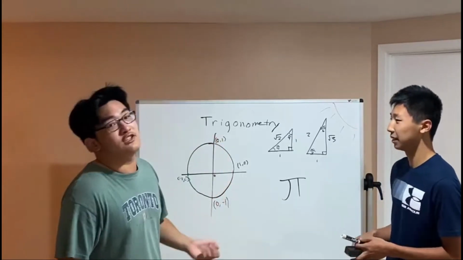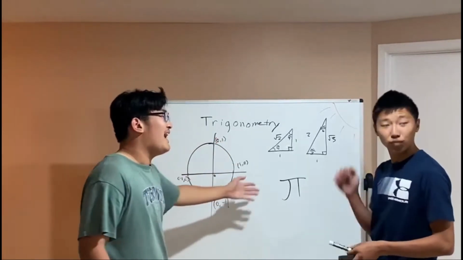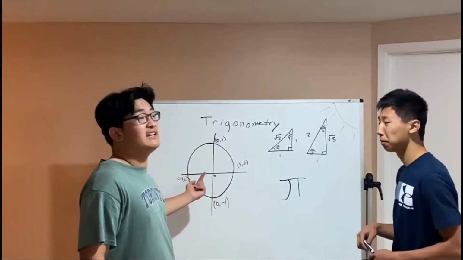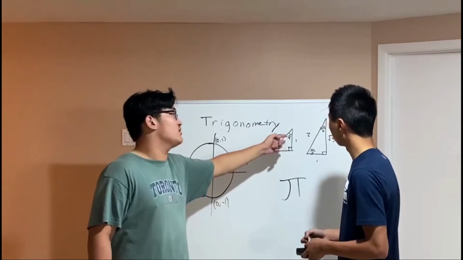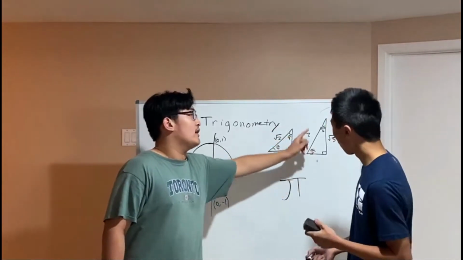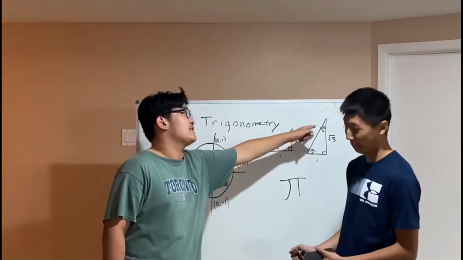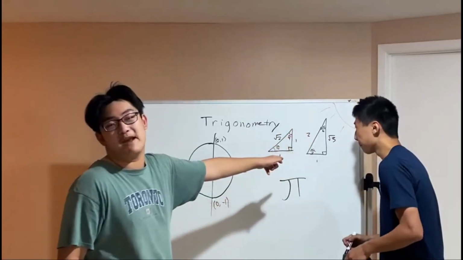2 pi is equal to 360 degrees, or one circle, and 1 pi is simply 180 degrees. Here we have 45 degrees and 45 degrees and 90 degrees, so it's just pi over 4. And here we have 30 degrees and 60 degrees, and that's pi over 6 and pi over 3 respectively.